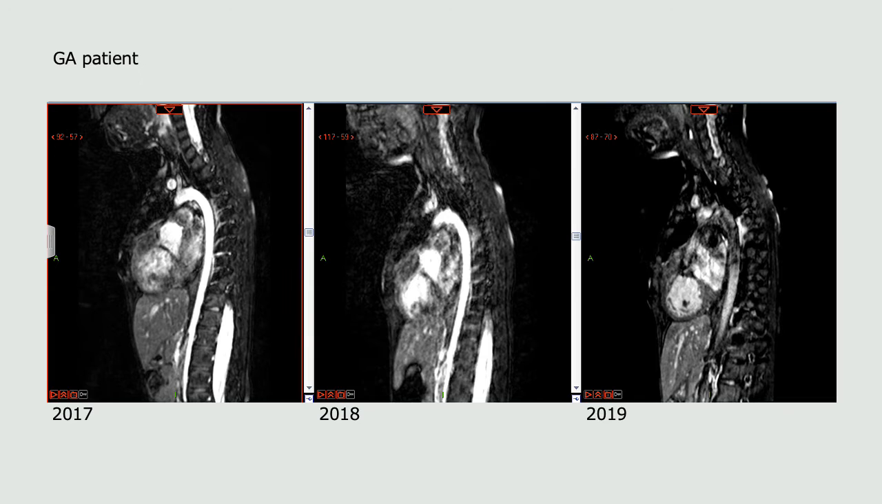In this slide, we have an example of a GA patient that was scanned over a period of 3 years. In 2017, contrast was used. Although the aorta is imaged clearly, the overall heart image is blurry. In 2018, no contrast was used. Again, we could still see the same issues as in the previous year. In 2019, there's a slight improvement in the quality of the image. Again, no contrast is used. But as you can see, the aortic arch is not visualized clearly.